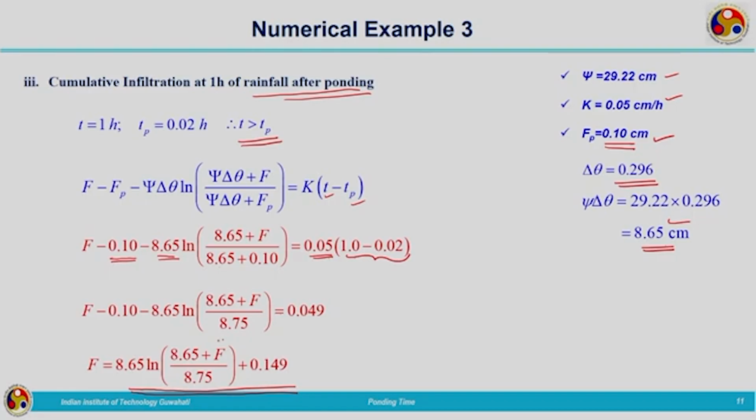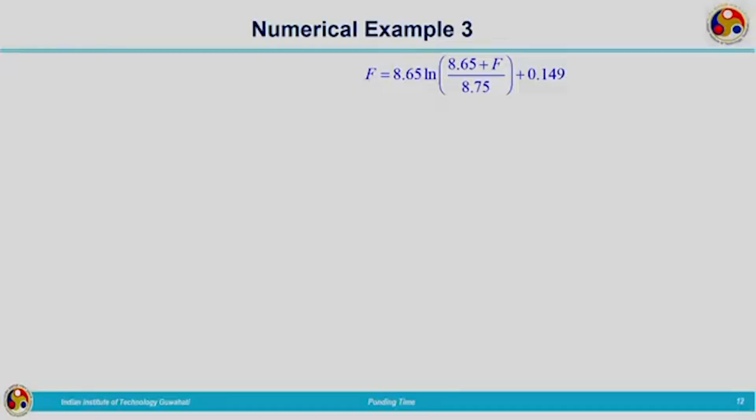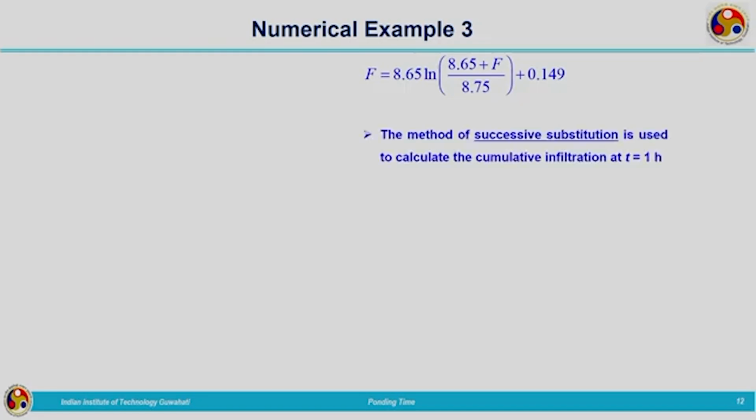Now we are having F on both sides of the equation, on the left hand side and also on the right hand side. So, this is an equation similar to the one we have seen in the previous case. We can solve it in the same way. We have made use of the successive substitution approach, and in a similar way we will solve this problem also. So, F is given by the same equation I have repeated over here. The method of successive substitution is used to calculate cumulative infiltration at time t equal to 1 hour.